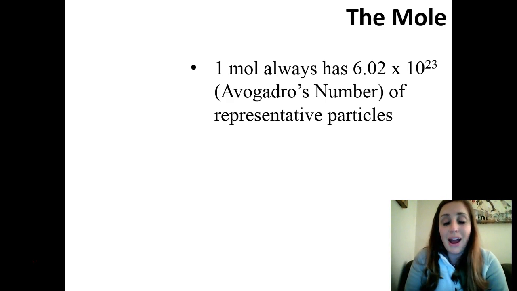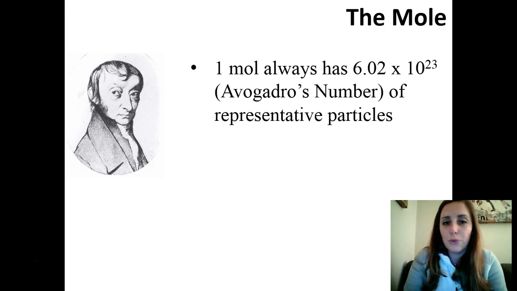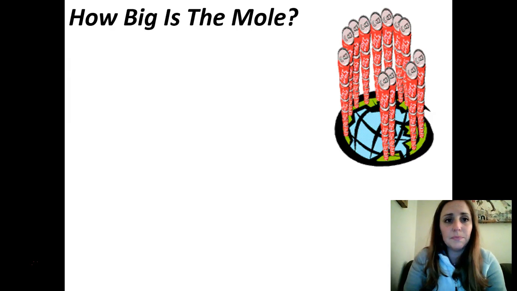We call this number Avogadro's number, so here is Mr. Avogadro right there. He's not actually the one that came up with this number, but he's given credit because he's the one that started doing the work on it. We'll talk more about that when we get to gases. And when we say 6.02 times 10 to the 23rd in chemistry, we're talking about the number of representative particles. We're going to get to that in a second. Let's first talk about how big a mole actually is.